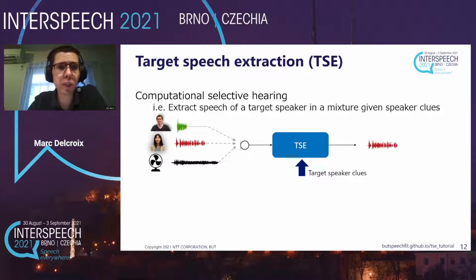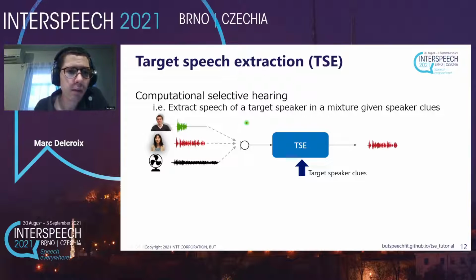Target speech extraction aims at realizing computational selective hearing, which means that, as seen in the figure here, we have a mixture of several speakers and maybe noise. And we want to extract the speech of a target speaker in the mixture. To do that, we inform the system about which is the target speaker using target speaker clues. So the system will take the mixture as input and output the speech of the target speaker only.